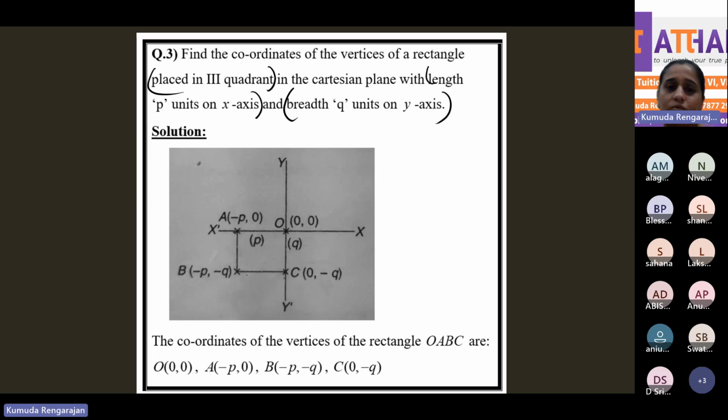So now it's in the third quadrant. Length is p units on the x-axis. So from the origin, this is the origin. It's on the x-axis. So it can be p units like this or p units like this. But since the rectangle is placed in the third quadrant, it cannot be like this. It has to be p units like this.